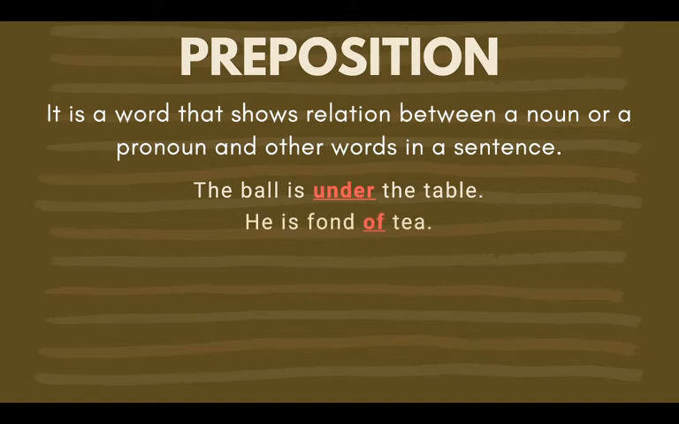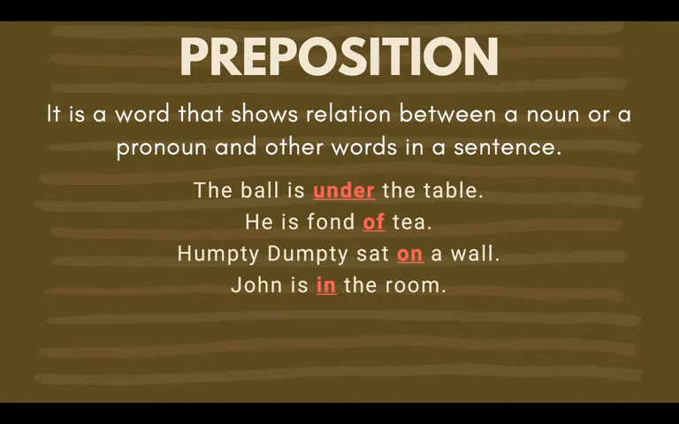He is fond of tea. Of is a preposition. It shows that the person is fond of tea. Humpty Dumpty sat on a wall. John is in the room.